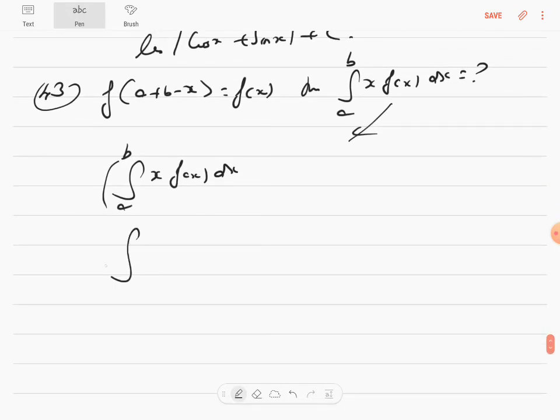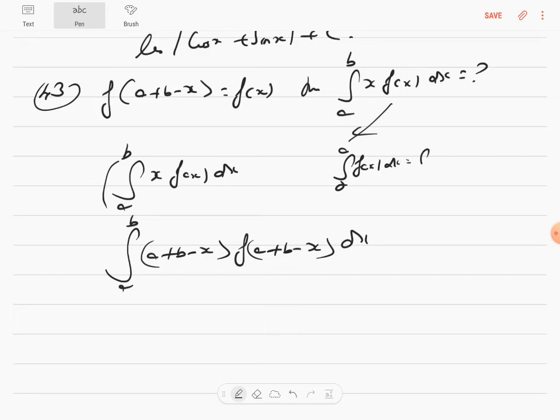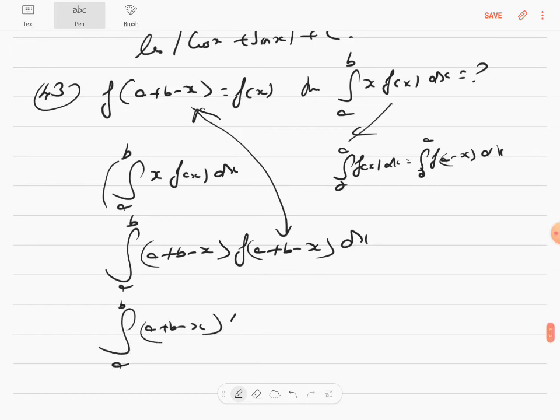So when you use the property, which is the first property, normally it will be 0 to a, when you add it you get a, so you can write a minus x. It's a to b, when you add it it's a plus b minus x, so write a plus b minus x into f of a plus b minus x into dx. If you use the first property, which is 0 to a f of x dx, can be written as 0 to a f of a minus x dx. You get like this. The advantage of this is now you can replace this as f of x itself. So a to b, a plus b minus x into f of x itself.